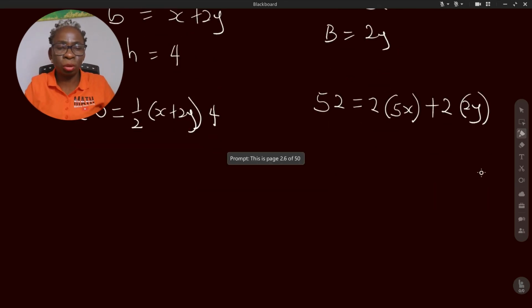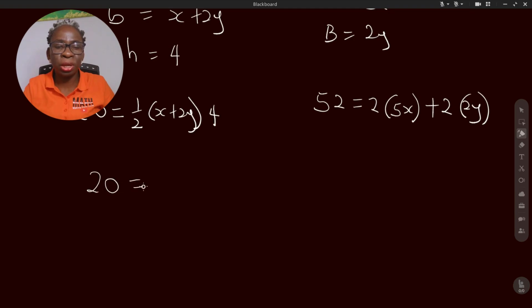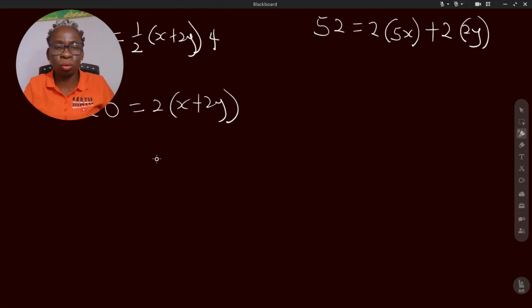Now let's solve both. Let's simplify. We can divide this 4 by 2 here, so we'll be left with 2. So this will be 20 equal to 2 in the bracket x plus 2y. Now let's divide both sides by 2 so that we'll have 10 equal to x plus 2y. That means x plus 2y is equal to 10. Let's call this equation 1.